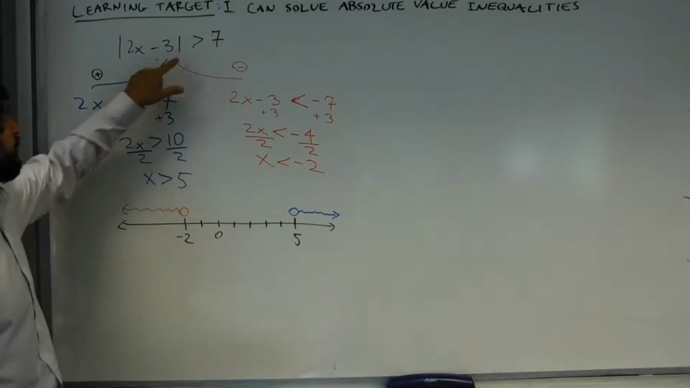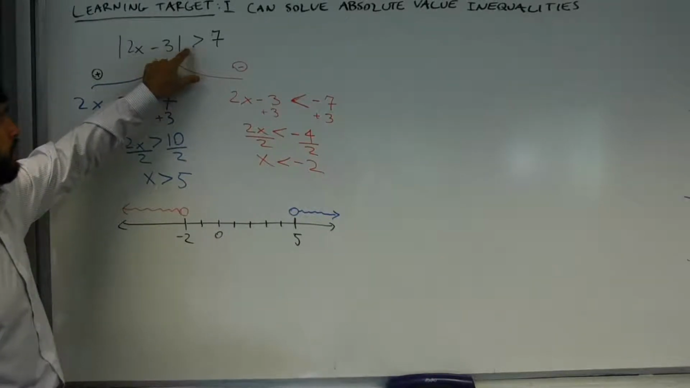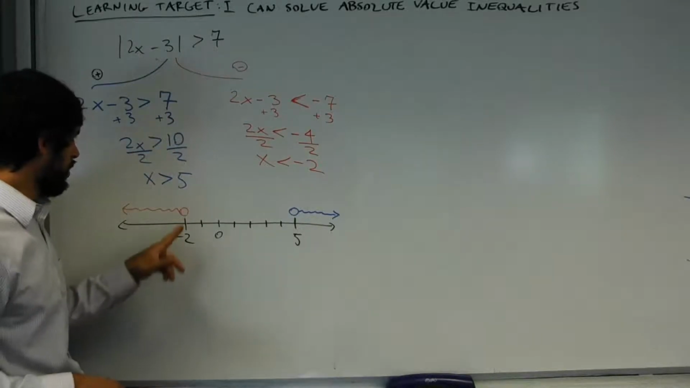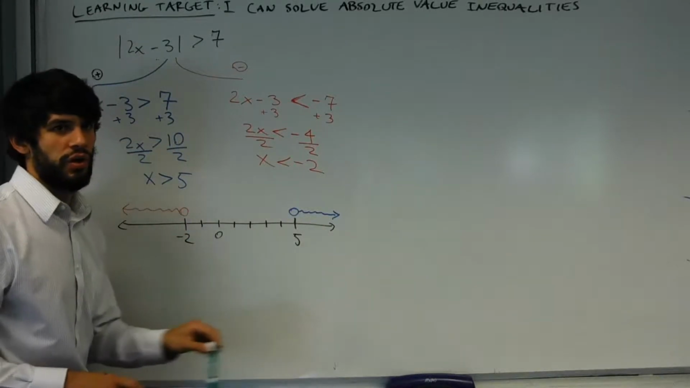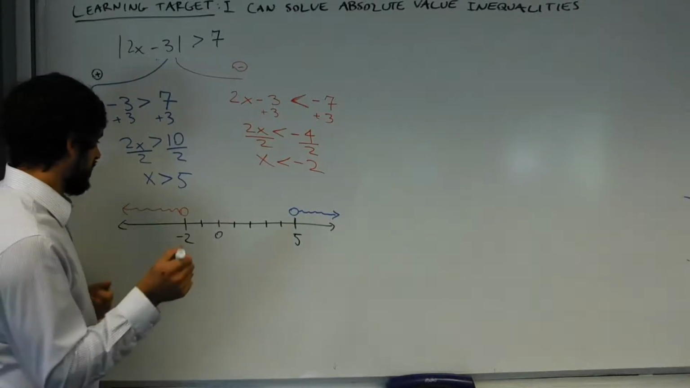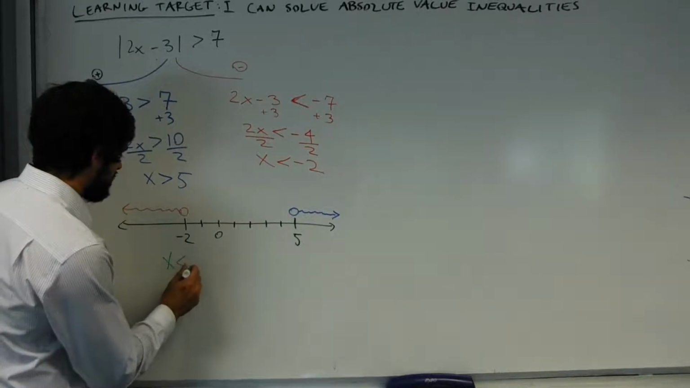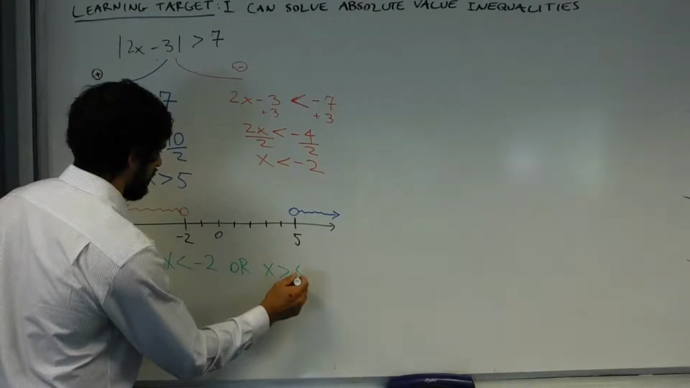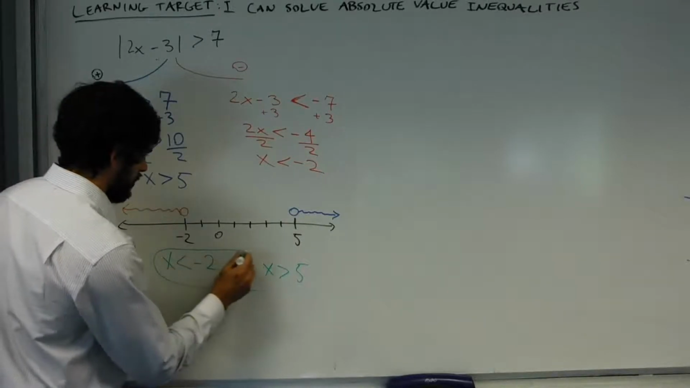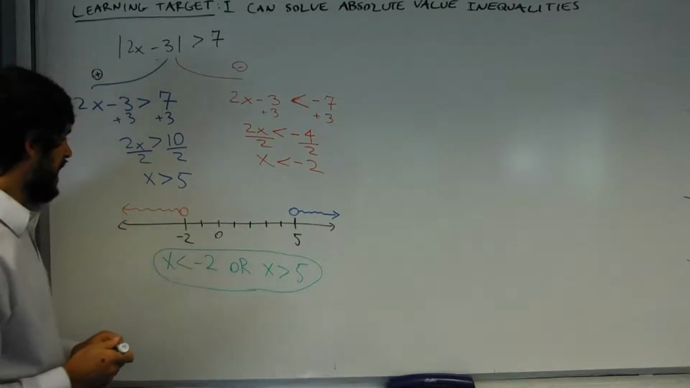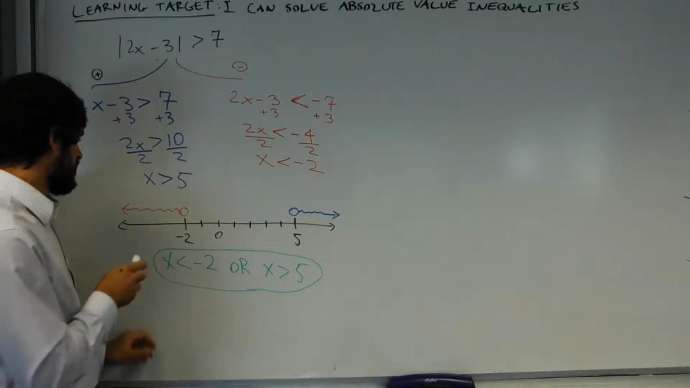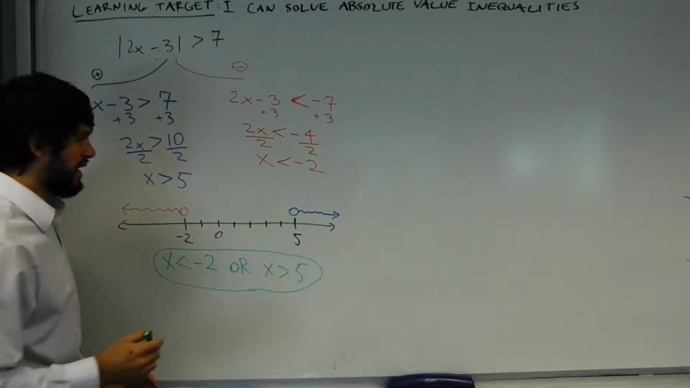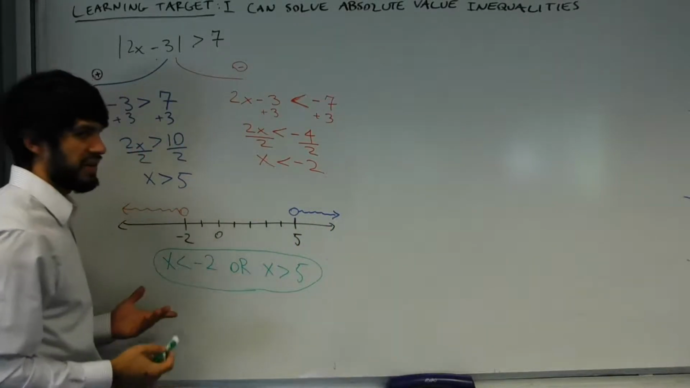Whenever we have a greater than case, so we have the absolute value is greater than something, we have what we call the or case. So we know that either x is less than negative 2 or x is greater than 5. That would be our answer, because an answer in this range will satisfy the inequality, and an answer in this range will also satisfy the inequality.